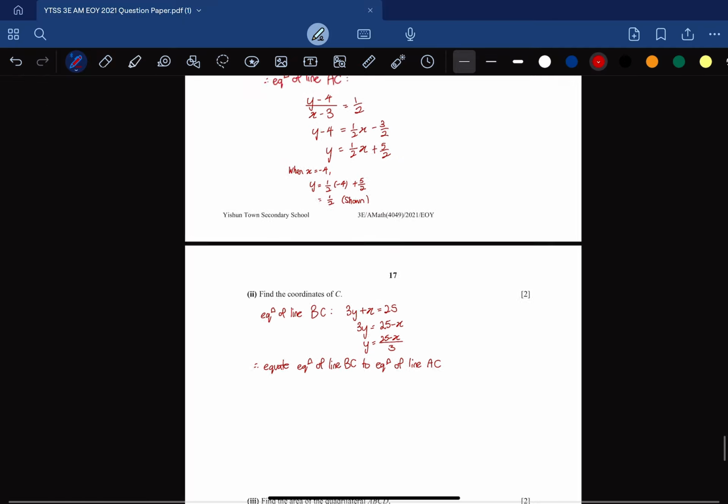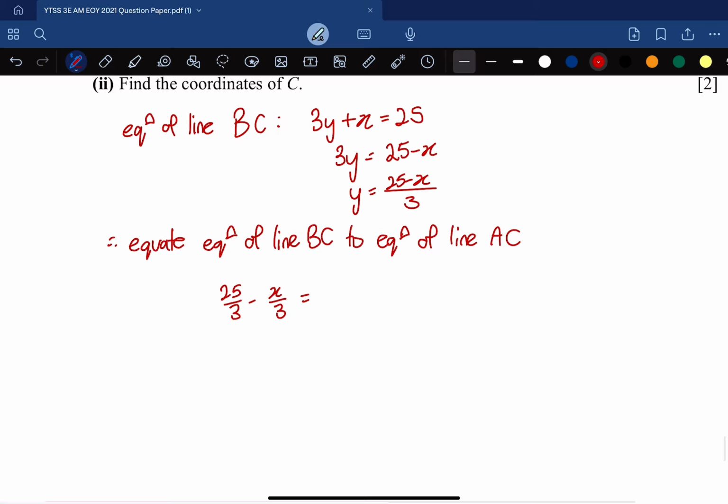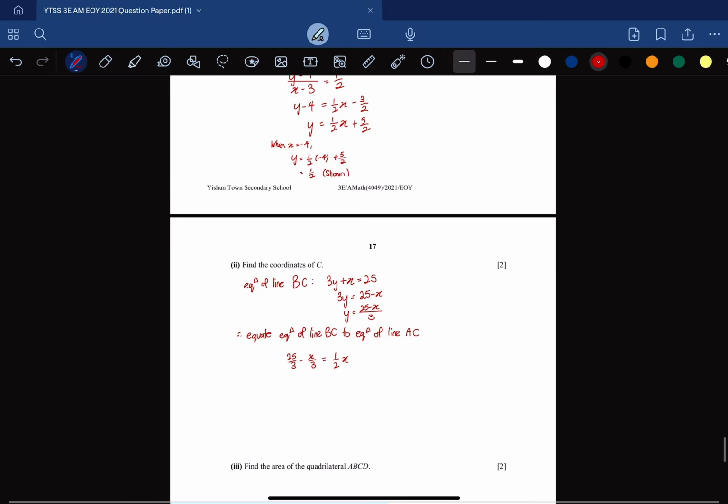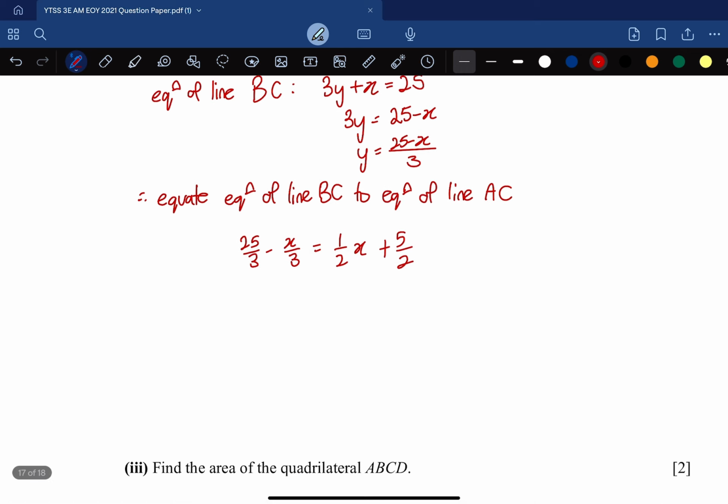So line BC is simply (25 minus x) over 3. I can rewrite this to become 25 over 3 minus x over 3. And line AC is given by half x plus 5 over 2. If I rewrite this, I'll get 1/3 x plus half x, which is 5 over 6 x, equals to 25 over 3 minus 5 over 2, which is 35 over 6. Therefore very simply you can solve from here. X equals to 35 divided by 5, which is equal to 7.